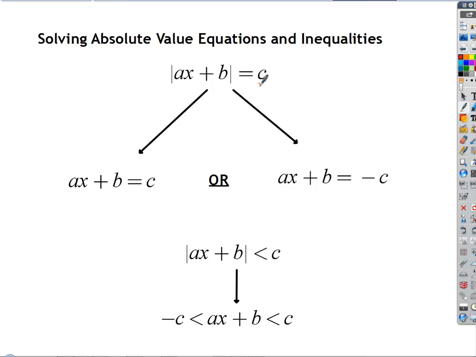Okay, the first step is always going to be, though, we may have to do some algebra to get the absolute value by itself on one side of an equation. And then we'll always just make this trade. Whatever's inside the absolute value bars, we're going to set that equal to positive C, or we're going to set it equal to negative C and solve both of those individually.